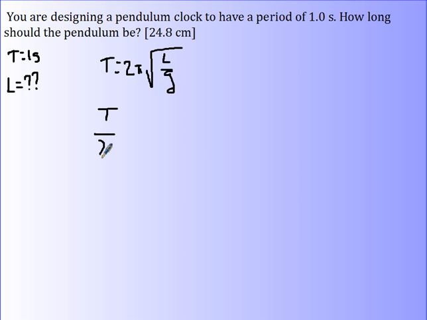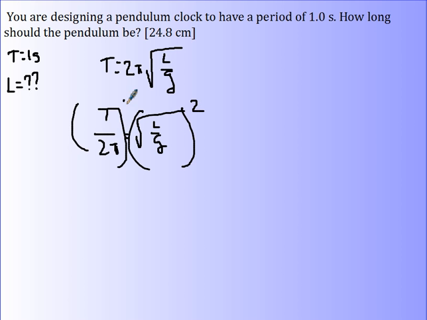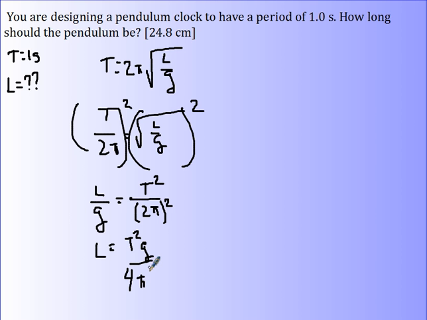So T divided by 2 pi is the square root of L over G. Now I need L by itself, so I need to get rid of this square root, so I'm going to square everything. So L over G is T squared divided by 2 pi. So the length it needs to be is T squared times G divided by, y'all didn't catch that, did you? This is 2 pi squared. That's exactly what you will do. I did that on purpose, right? Haha, no. Okay, remember, teachers always make mistakes. Divided by 4 pi squared.